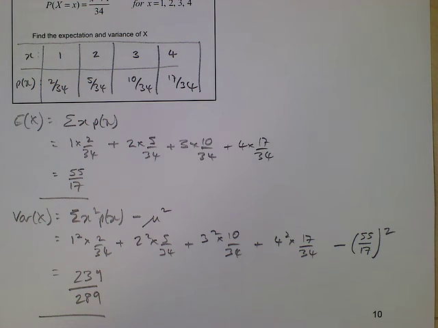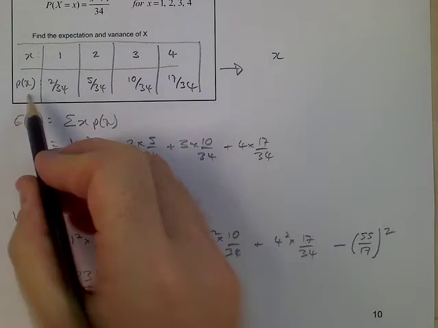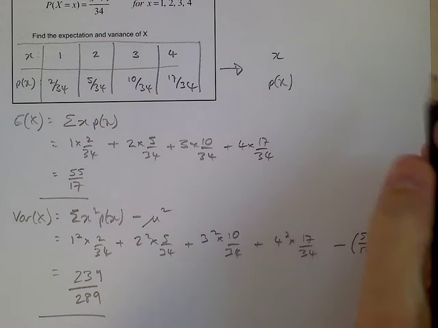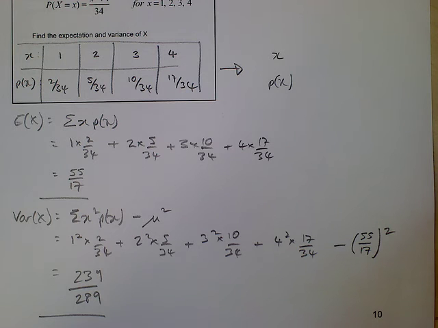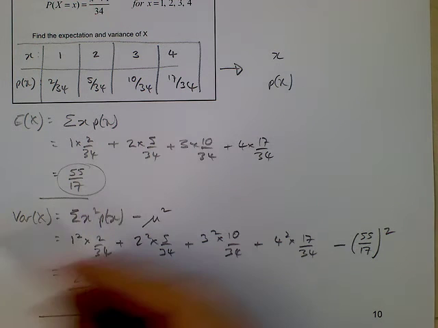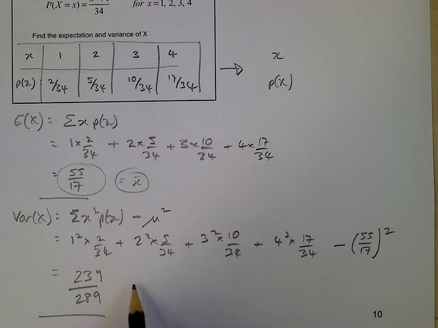An interesting aside here is that if I enter this into my calculator with this as x and this as p of x, if I put it into a list and then find the one variable statistics on this, then the number for here will be given by the mean and the number here will be given by sigma. Of course, this is the variance. The calculator will give you the standard deviation. So you just need to make sure that you square the calculator number to check that this is correct. But you can get these answers from your calculator by using that one variable statistics option.